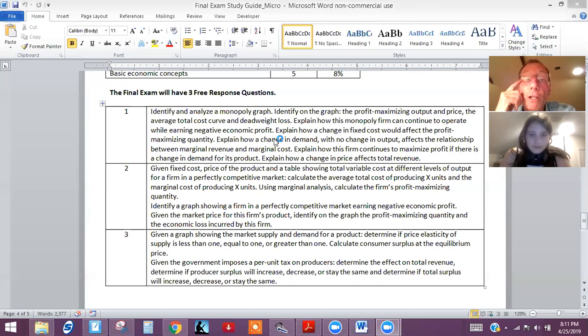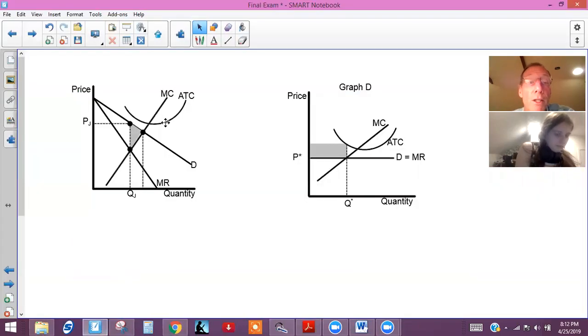If we are looking at a monopoly that's earning a negative economic profit, does that mean that the average total cost curve is below price or above price? If they're making negative profit, like they're losing money, it's above the price. Right. So that's what you want to look for. Absolutely. You want to look for a graph that's got the average total cost curve above price.